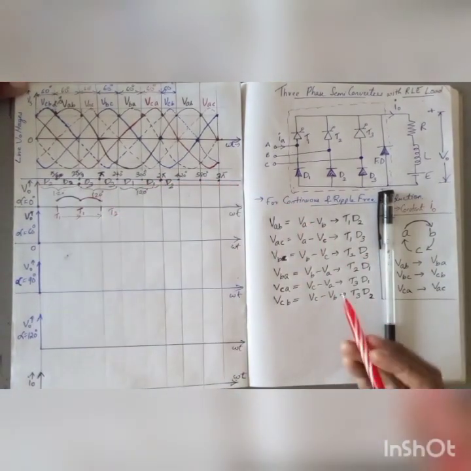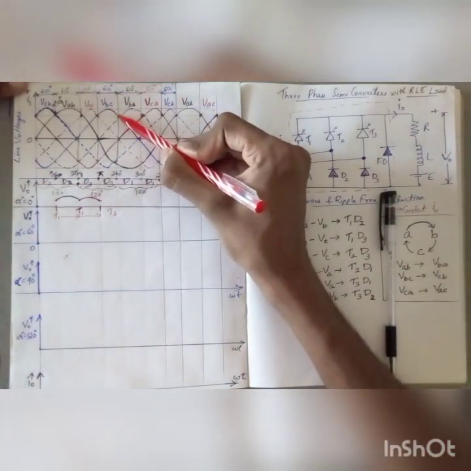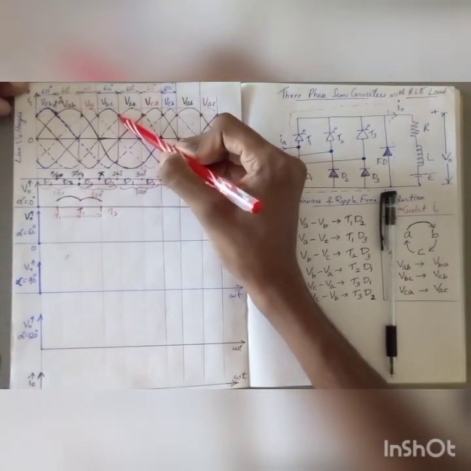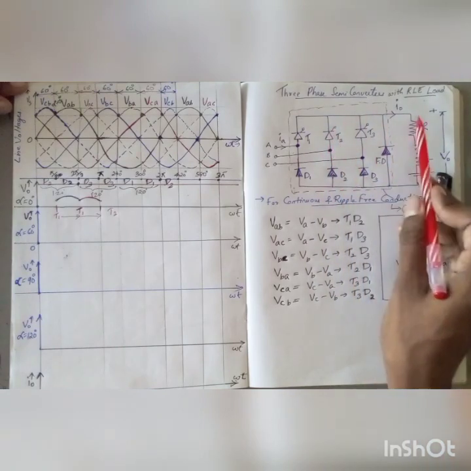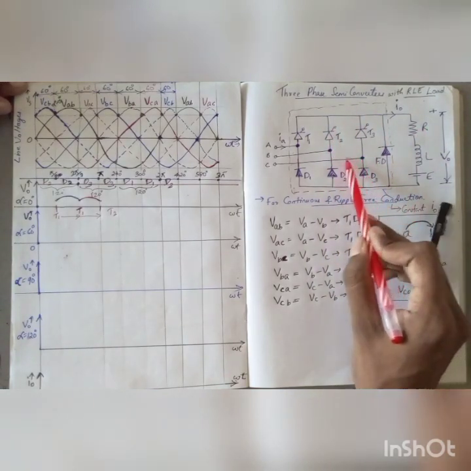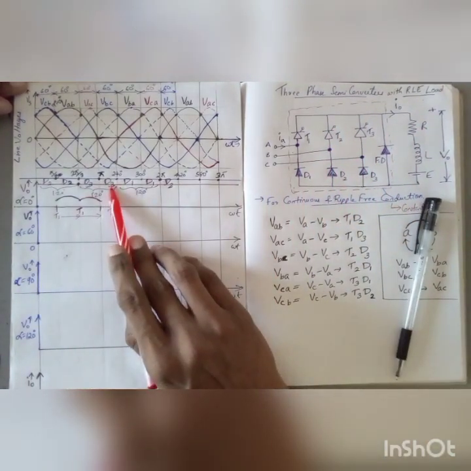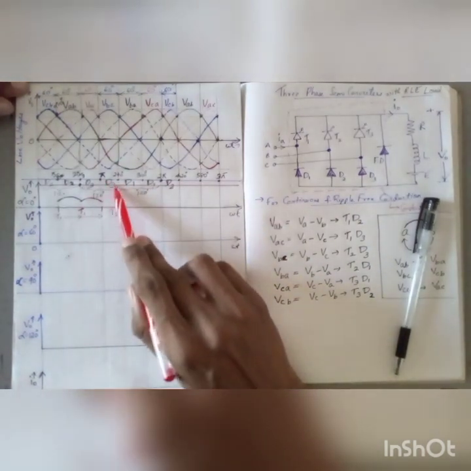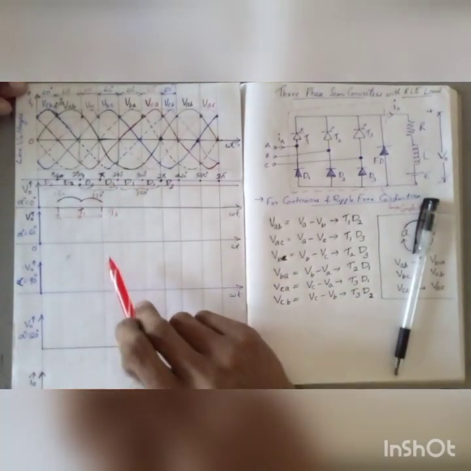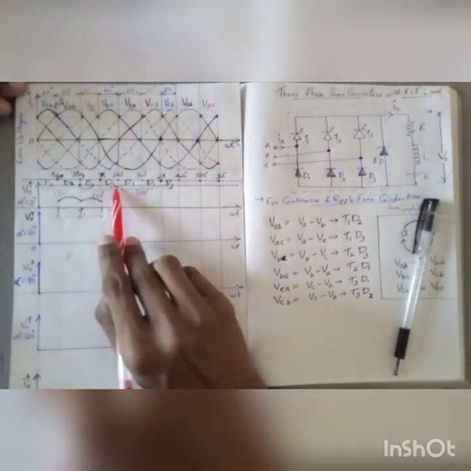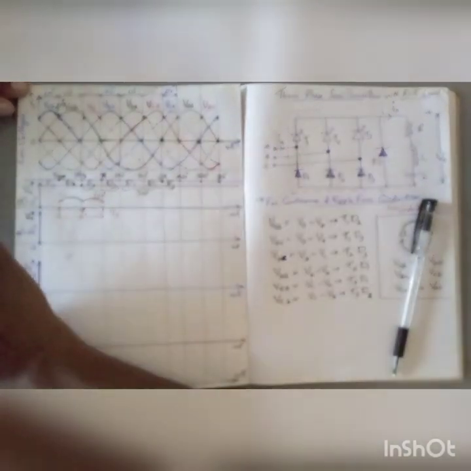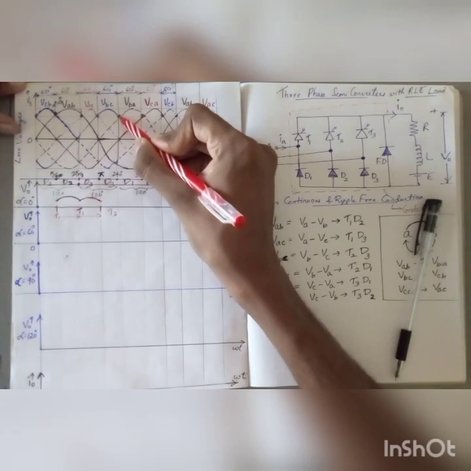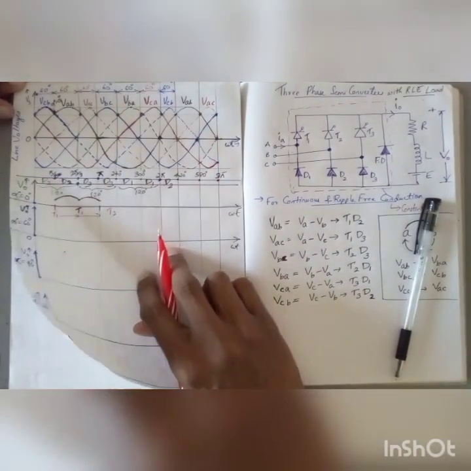My T2 is triggered means VBC will be appearing across my load. During that time, which diode is conducting? D3. T2 and D3 will be conducting during this period. Now my D3 has conducted for 120 degree. Now my VBC has reached omega t equal to 240 degree.